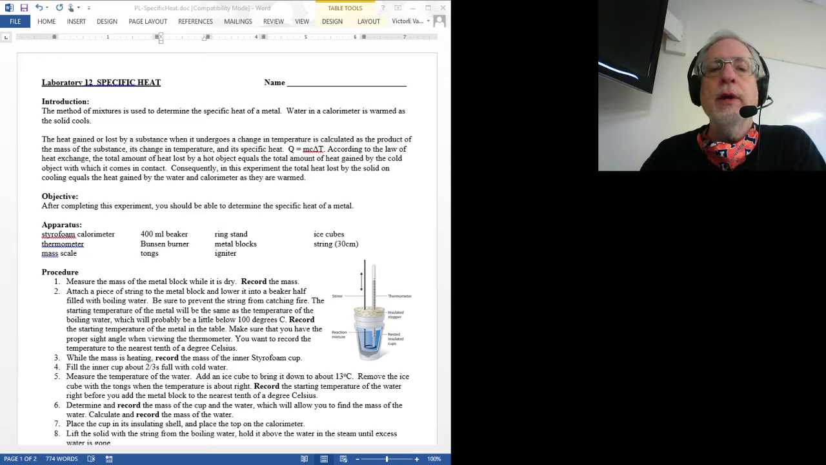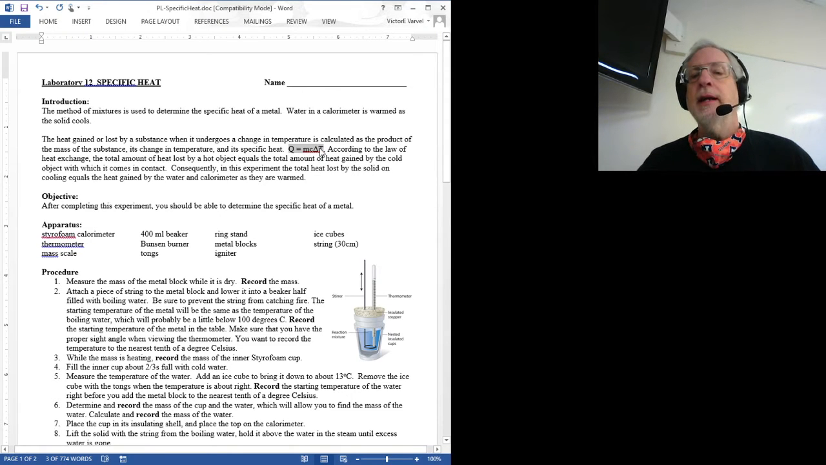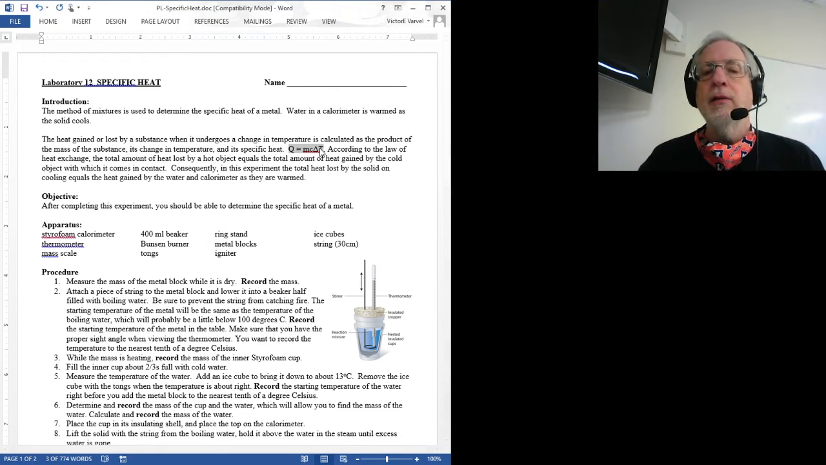Now in this lab, what we do is we make use of the equation Q equals mc delta T, or MCAT. M is mass, C is the specific heat capacity of the compound or object being studied, and delta T is the change in temperature. Technically change in temperature in Kelvin, but since change in temperature in Celsius is the same thing, we just use Celsius. And Q is heat.